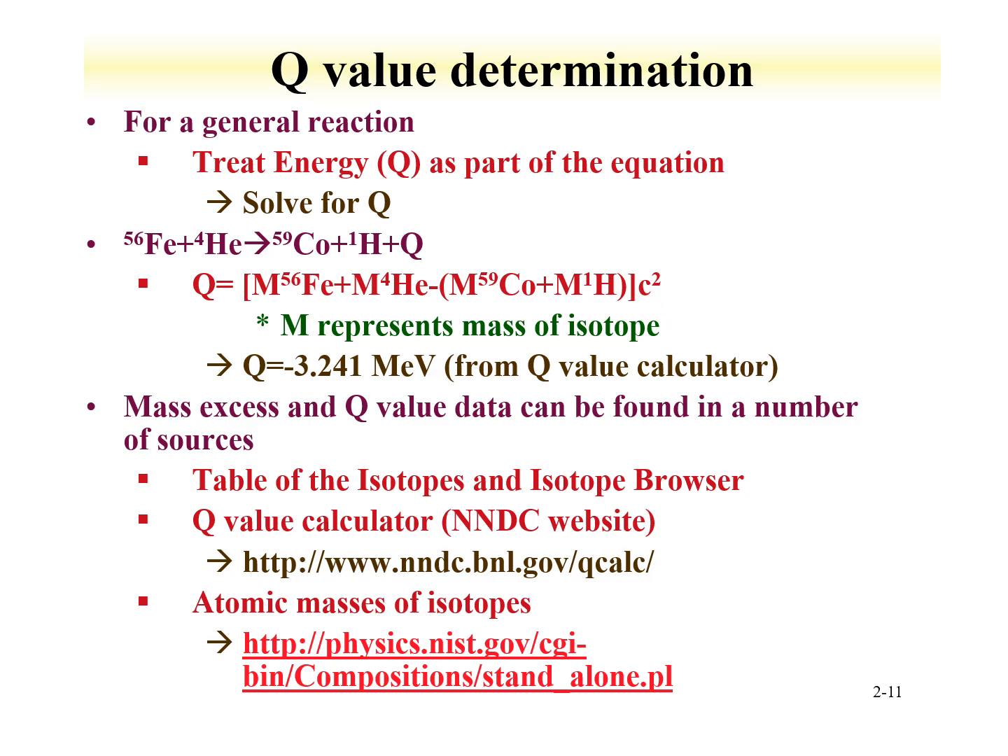The Q value calculator, which we'll talk about, I can enter this information and out comes a value. I can get the mass excess and Q value data that are necessary from a number of different sources: the table of the isotopes, the Q value calculator, and the atomic masses of isotopes. This Q value calculator is a tool from the National Nuclear Data Center at Brookhaven National Laboratory where you can input the reaction information and the Q value will come out.